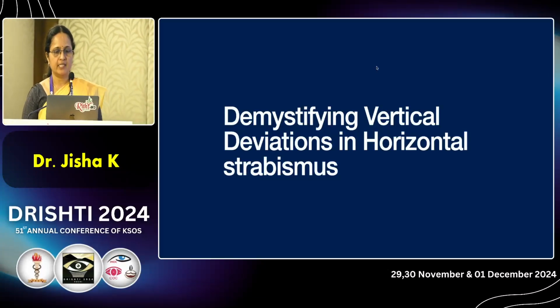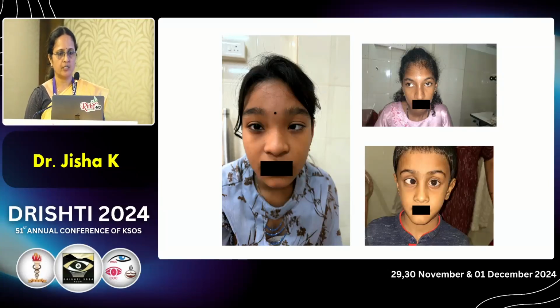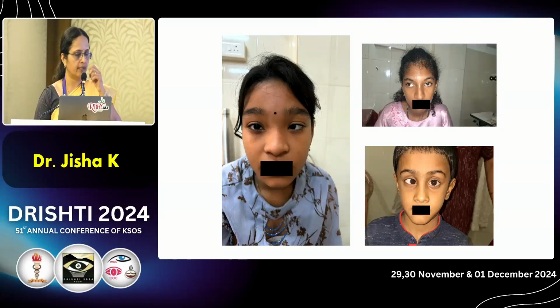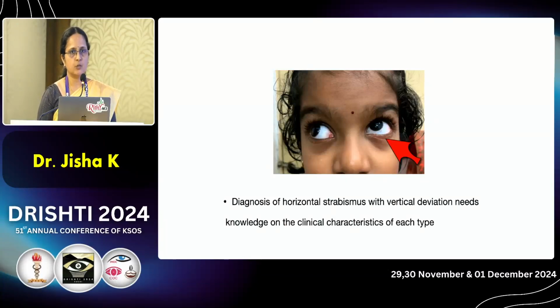Demystifying the vertical deviations in horizontal strabismus. Horizontal strabismus is the most common type of strabismus that we encounter in our clinical practice. But when we evaluate the ocular movements, we see some vertical deviations, which makes it very complicated to understand from the perspective of a general ophthalmologist. So the diagnosis of horizontal strabismus with vertical deviation needs a thorough knowledge of the clinical characteristics of each type.